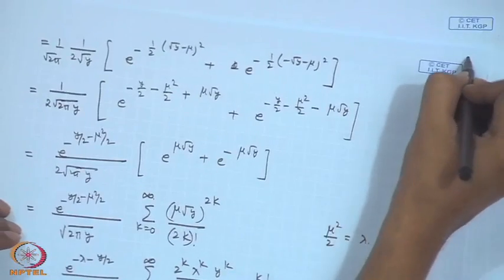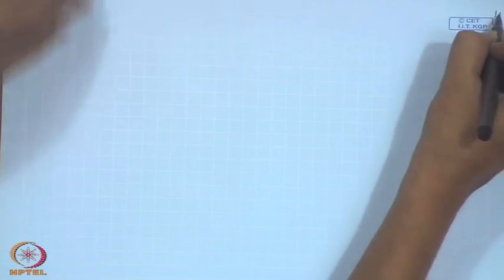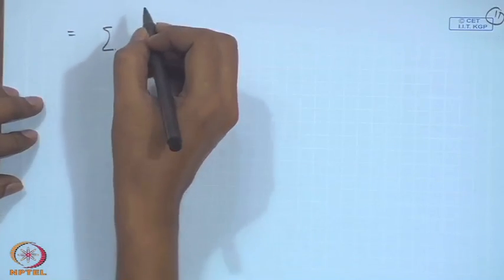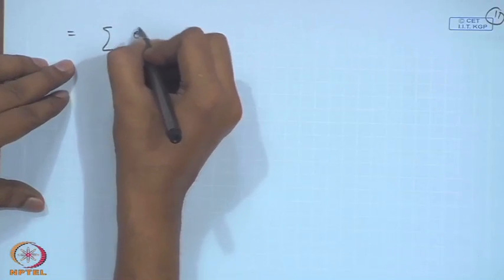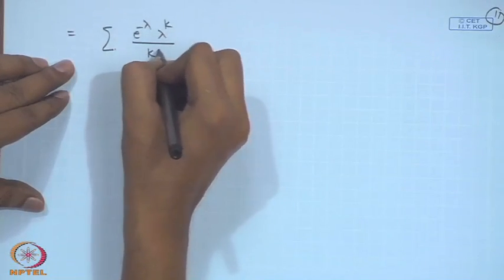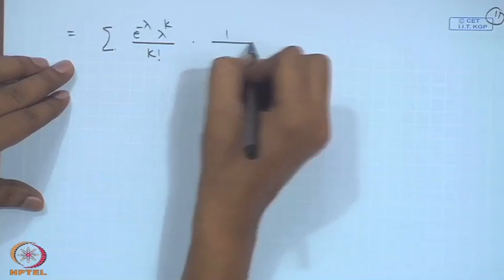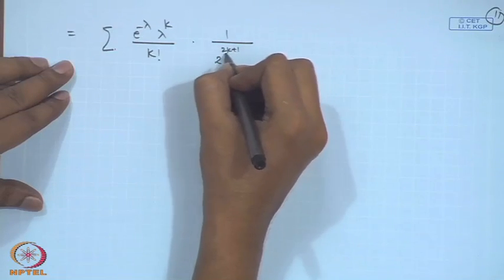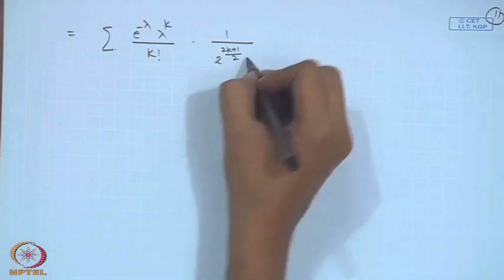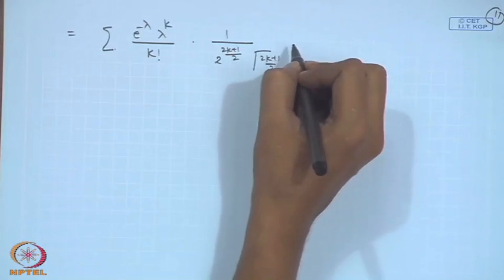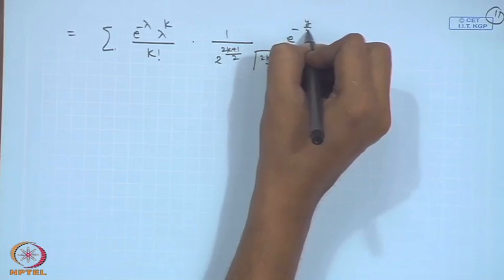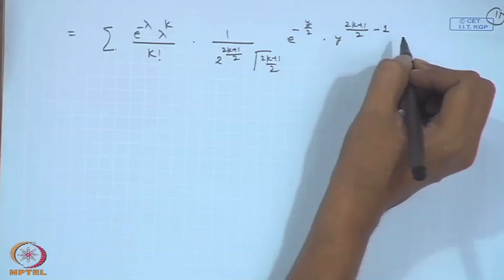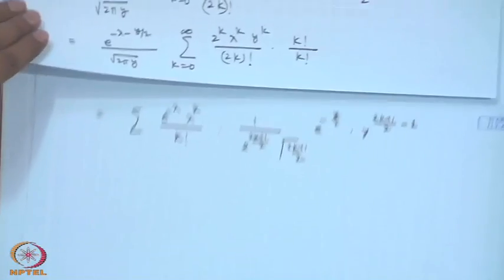So, let us simplify this here. This will become equal to, I combine the terms in a particular way, e to the power minus lambda, lambda to the power k by k factorial, 1 by 2 to the power 2k plus 1 by 2, gamma 2k plus 1 by 2, e to the power minus y by 2 y to the power 2k plus 1 by 2 minus 1. So, I have combined all the terms in a very particular way, let us see how it is coming.